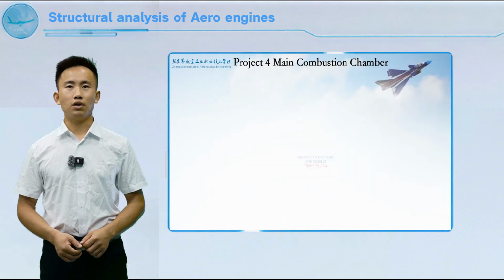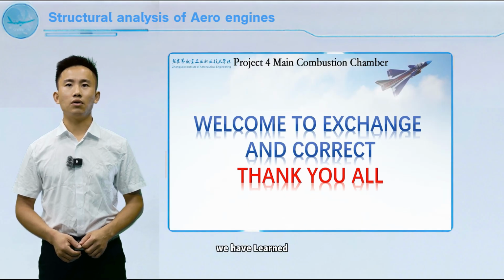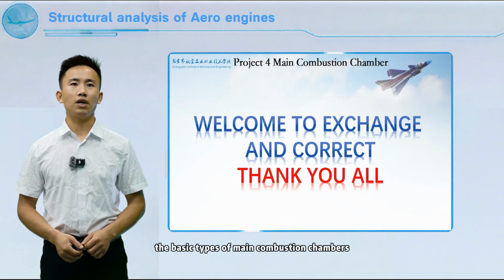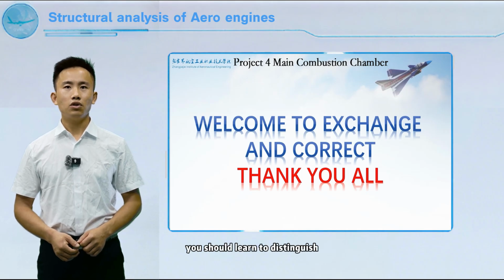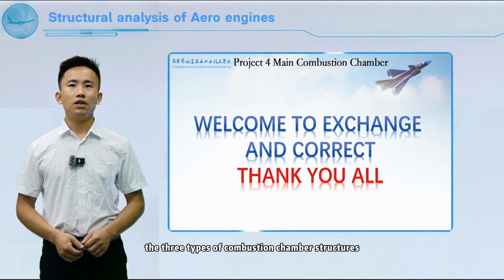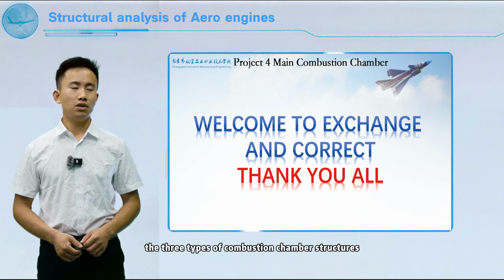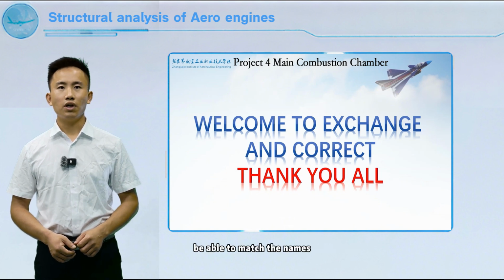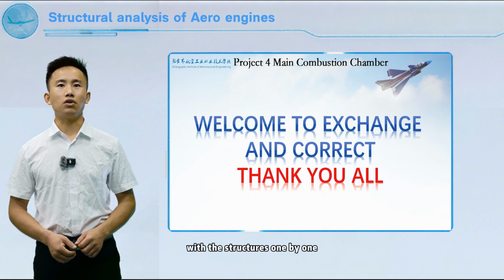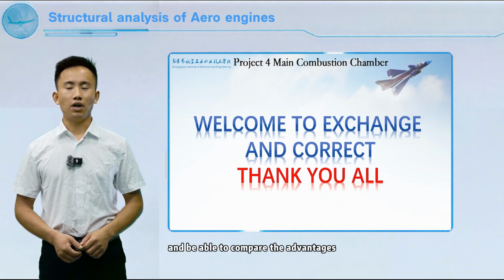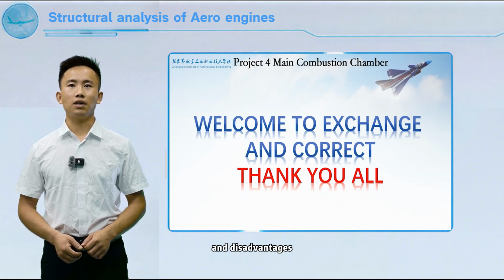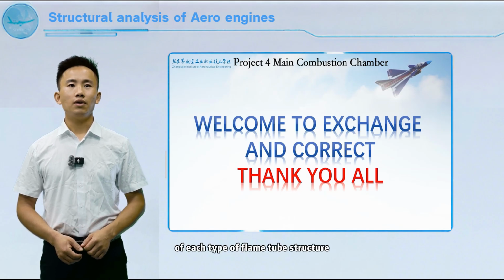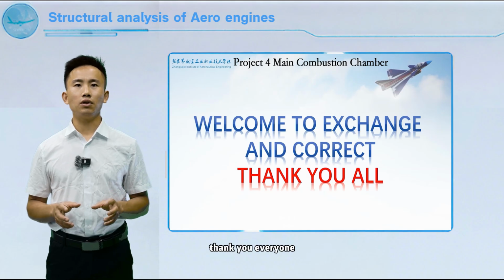Students, in this class, we have learned the basic types of main combustion chambers. You should learn to distinguish the three types of combustion chamber structures we explained today, be able to match the names with the structures one by one, and be able to compare the advantages and disadvantages of each type of flame tube structure. Thank you, everyone.